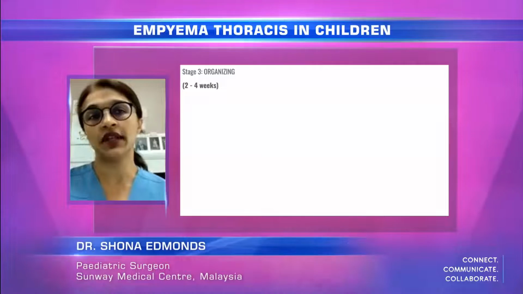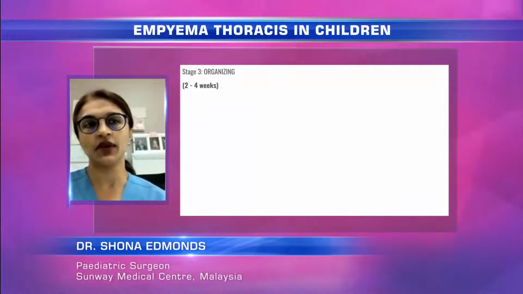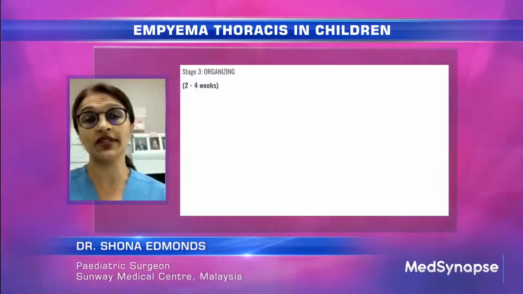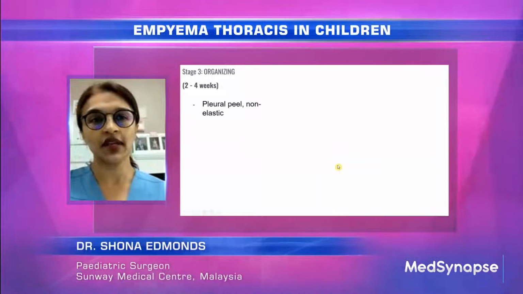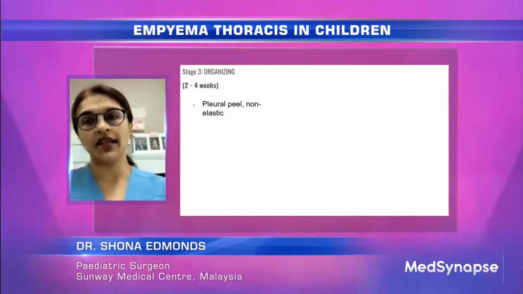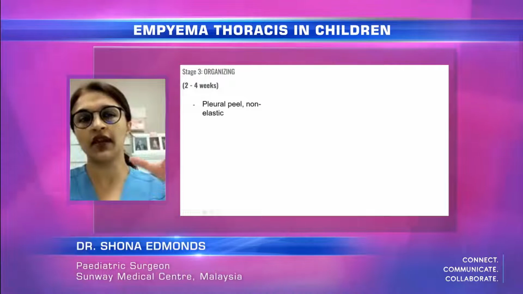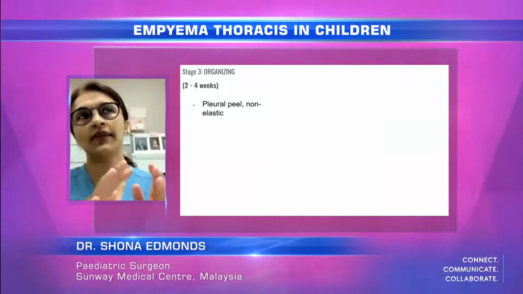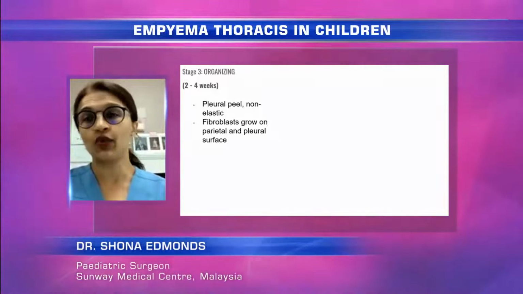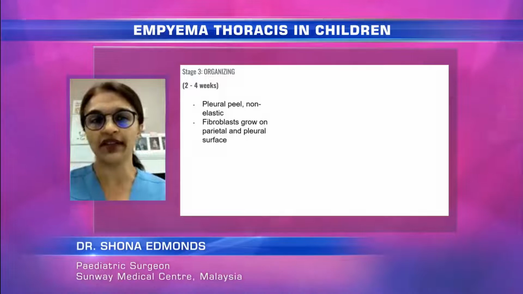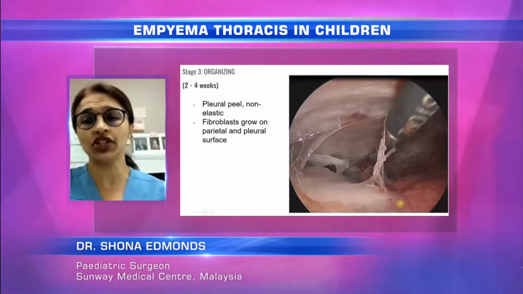We come to the third and final phase, which is the organizing phase. And this phase takes place about 2 to 4 weeks from the onset of pneumonia, right? So at this stage, the lung is then encased with what we call a pleural peel. It's a thickened, non-elastic encasement of the lung. And this is formed by fibroblasts, which have grown over the parietal and pleural surface of the lung. And it looks very much like this.